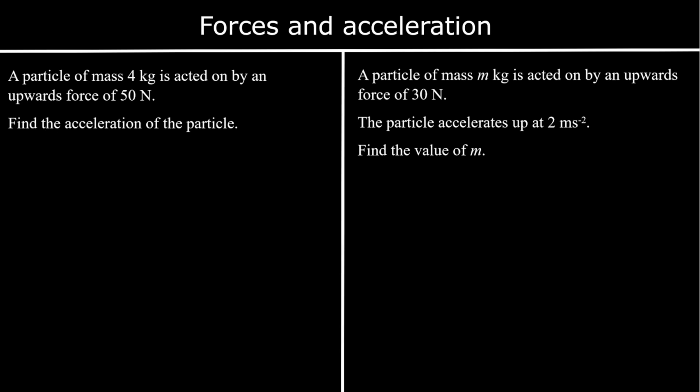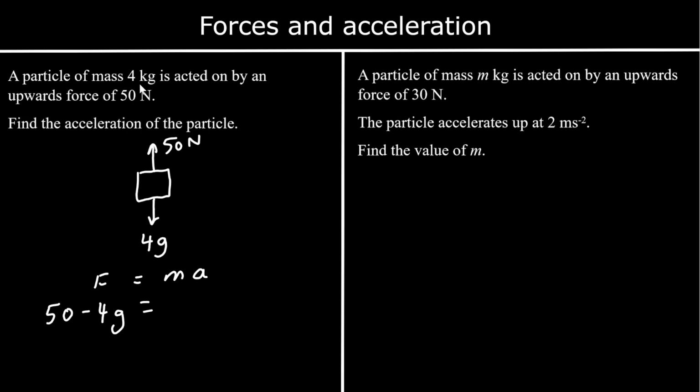A particle of mass 4 kilograms is acted on by an upwards force of 50 newtons. Find the acceleration. So this time we've got two forces. We've got an upwards force of 50 newtons, and downwards we've got the weight, which is 4g. Weight is mass times gravity, 4g. So then we can use F equals ma. The resultant force is the force up, take away the force down, the overall force acting on it. 50 minus 4g equals mass, which is 4, times acceleration.